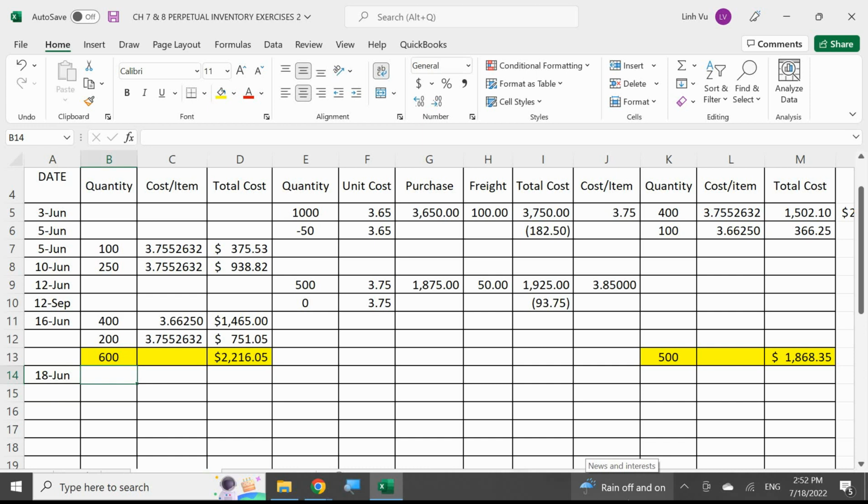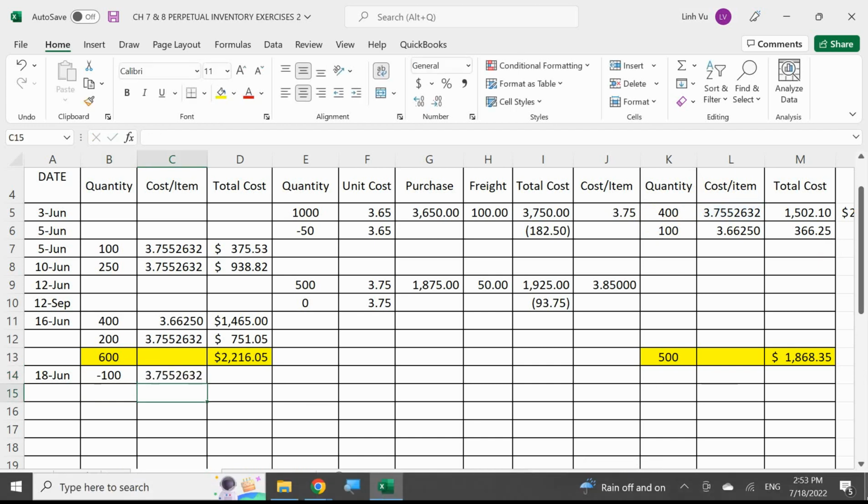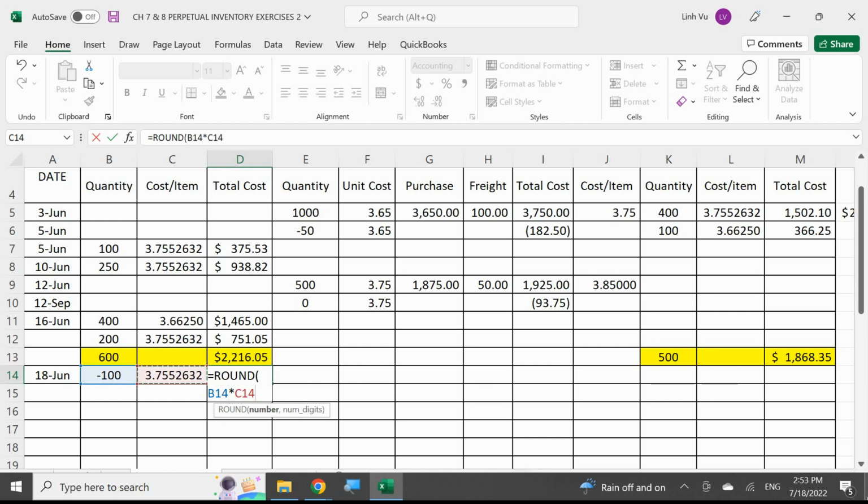available. So in this case, I only have that 400 batch available. So in this case, I need to put back negative 100 because I am reversing the cost of goods sold. And right now, the only batch I have available is that 400 units at 375.52632. So in this case, how much is my total cost of goods sold going to be reversed? For what amount? We are getting $375.53. Good.